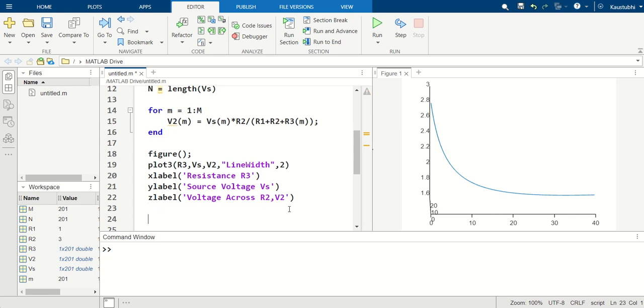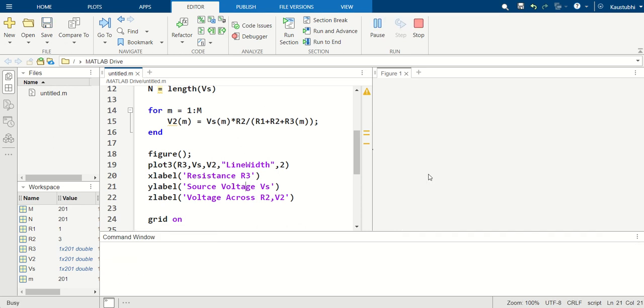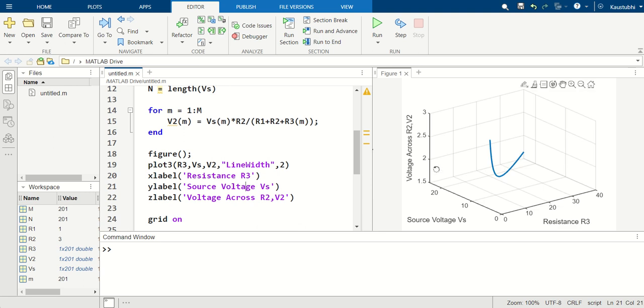If you want, you can put grid on. So it will give you a correct understanding. Now if you run it, see, the graph is looking very beautiful. Now we have voltage across R2, which is going to change, and we have source voltage. So as you can see, my source voltage and resistance.